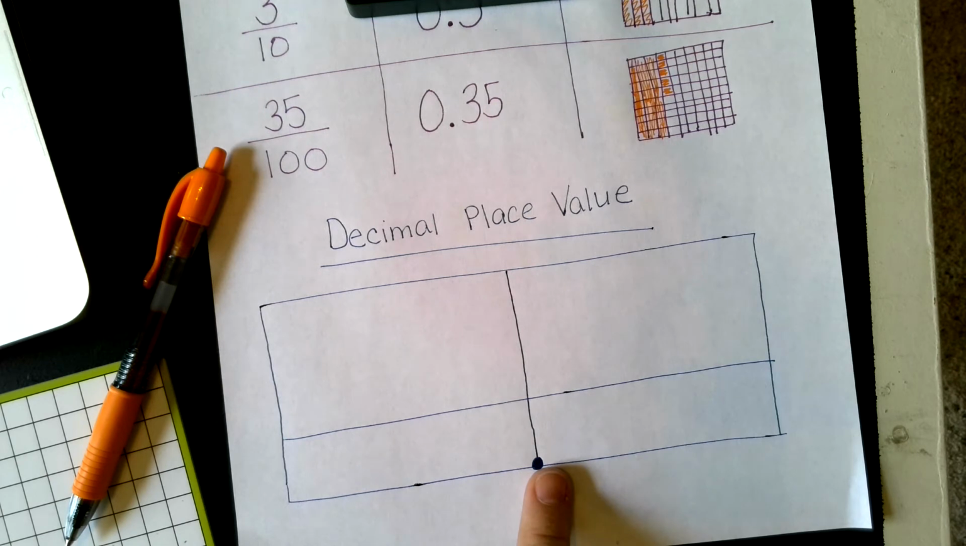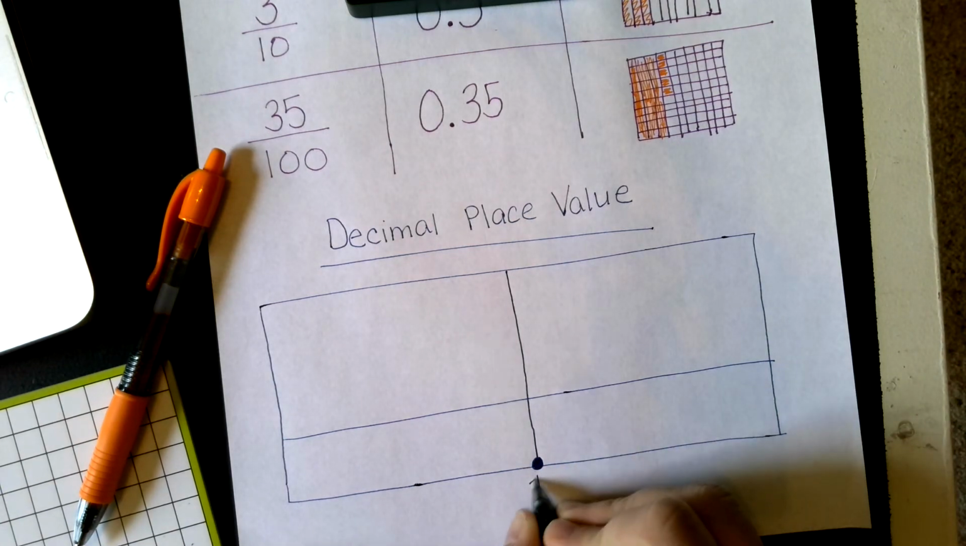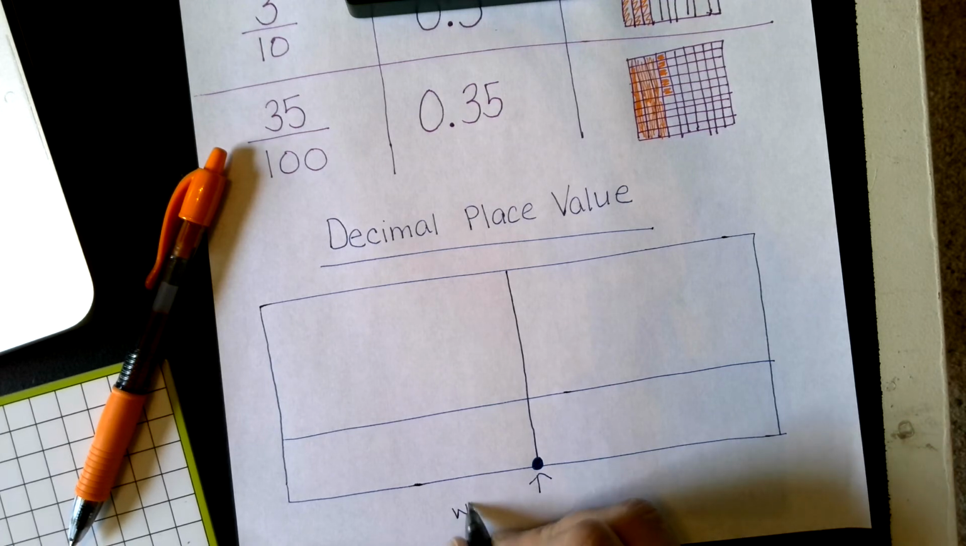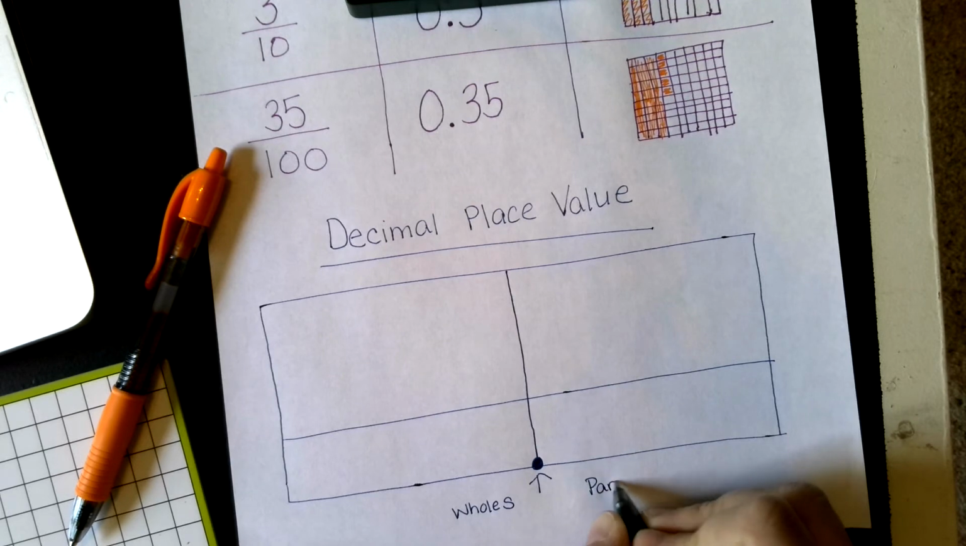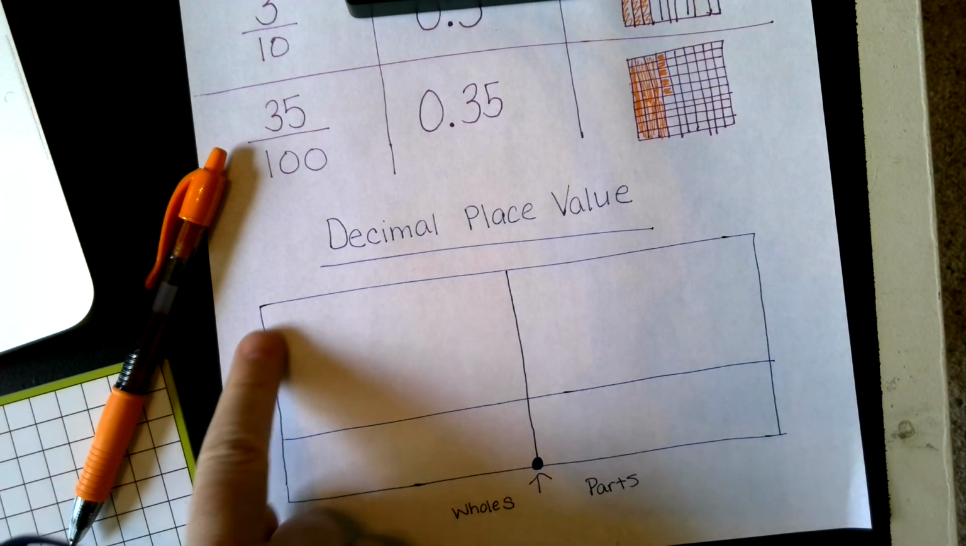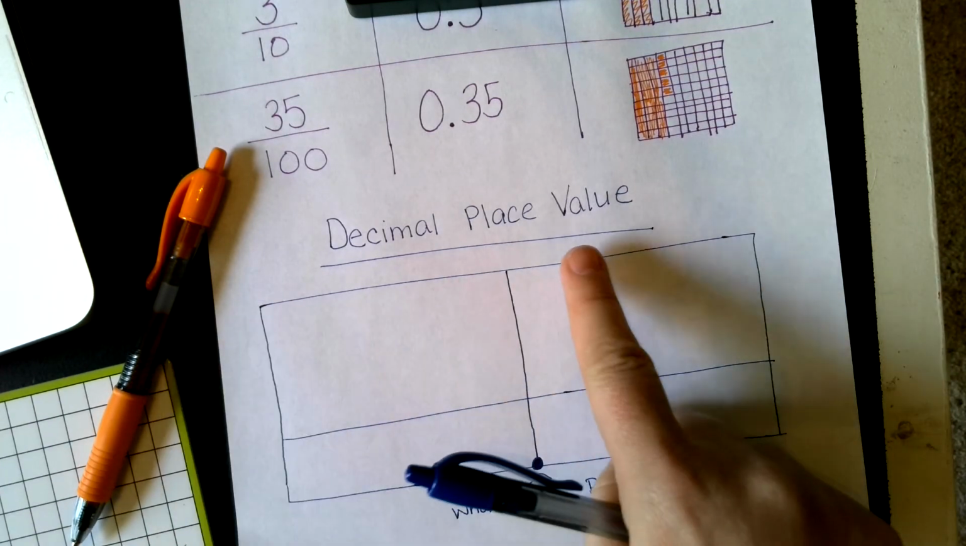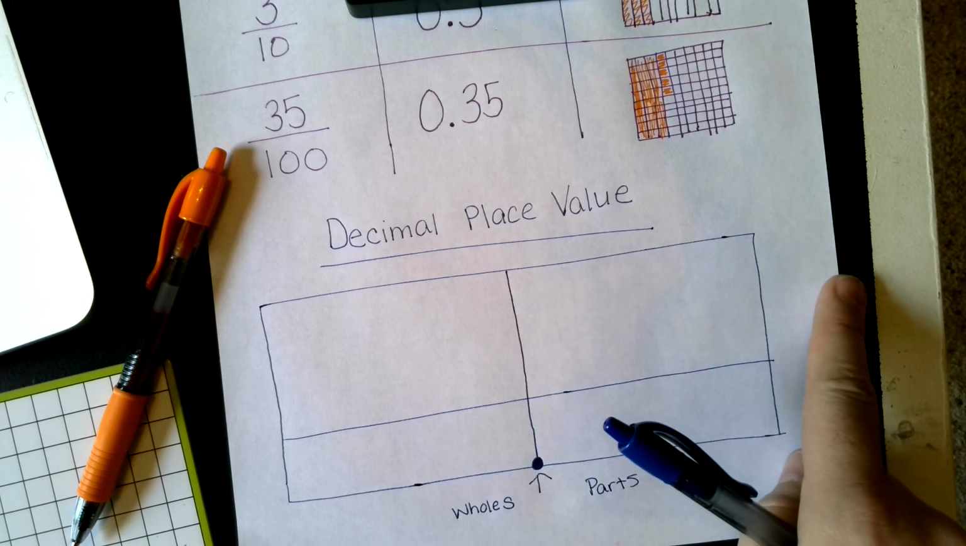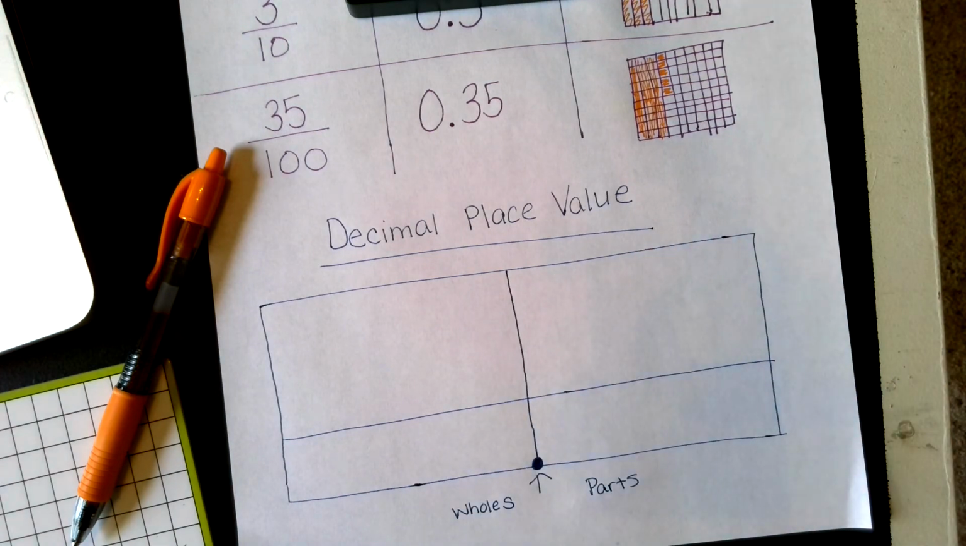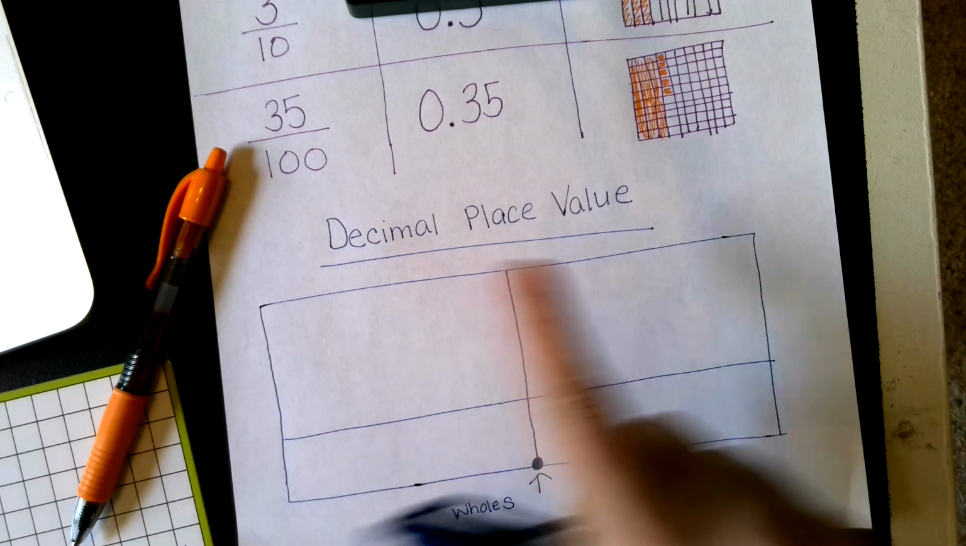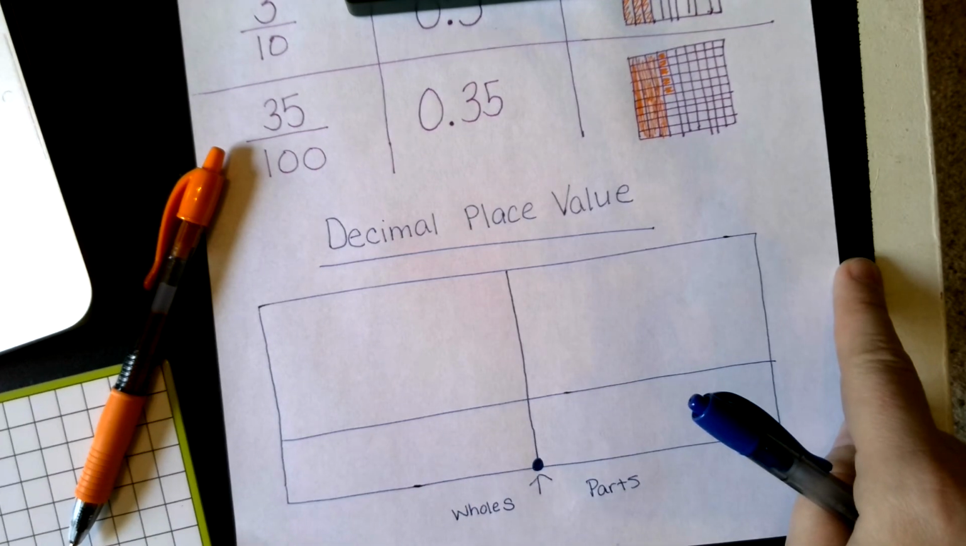That is my decimal. And remember, the decimal, this right here, separates the wholes from the parts. Everything that happens here is more than one whole. Everything that happens here is less than one whole. So if this was money, these would be your dollars. This would be your change.